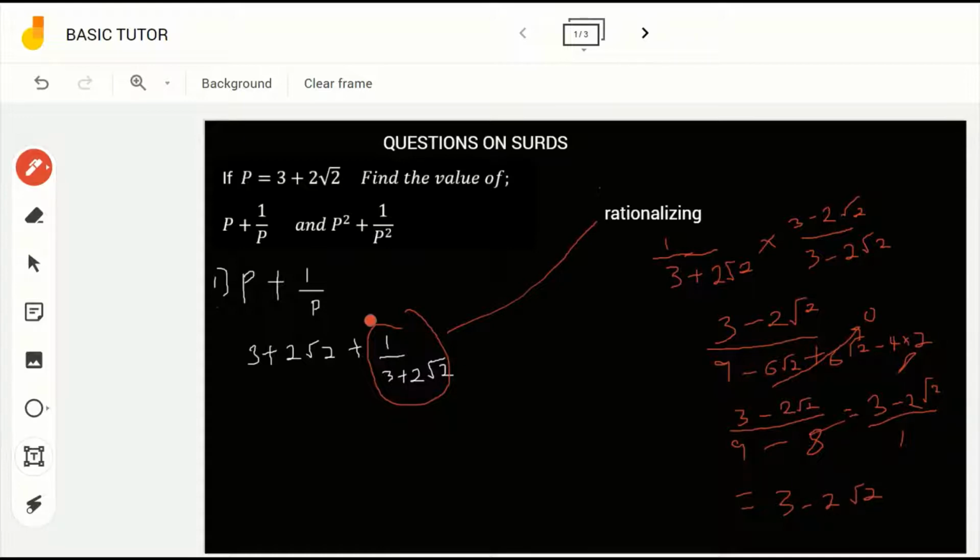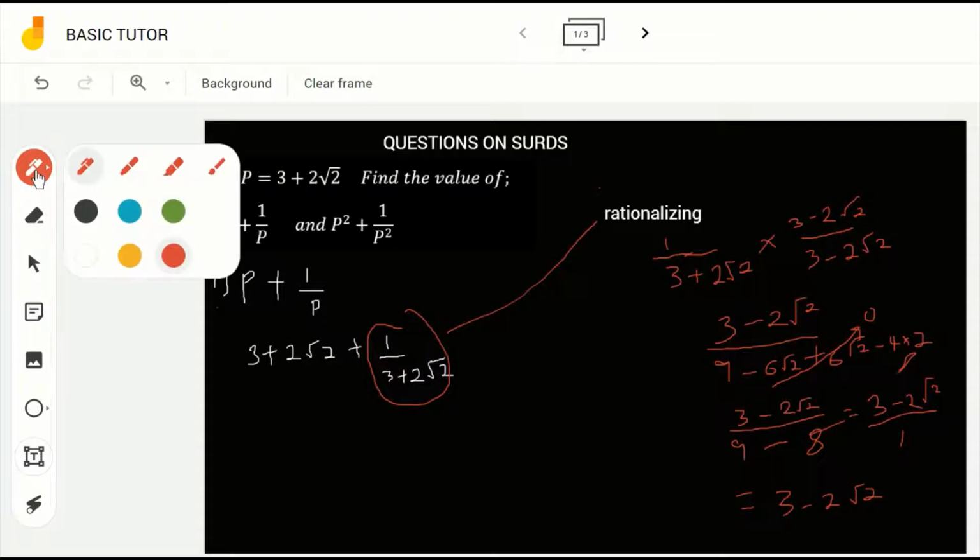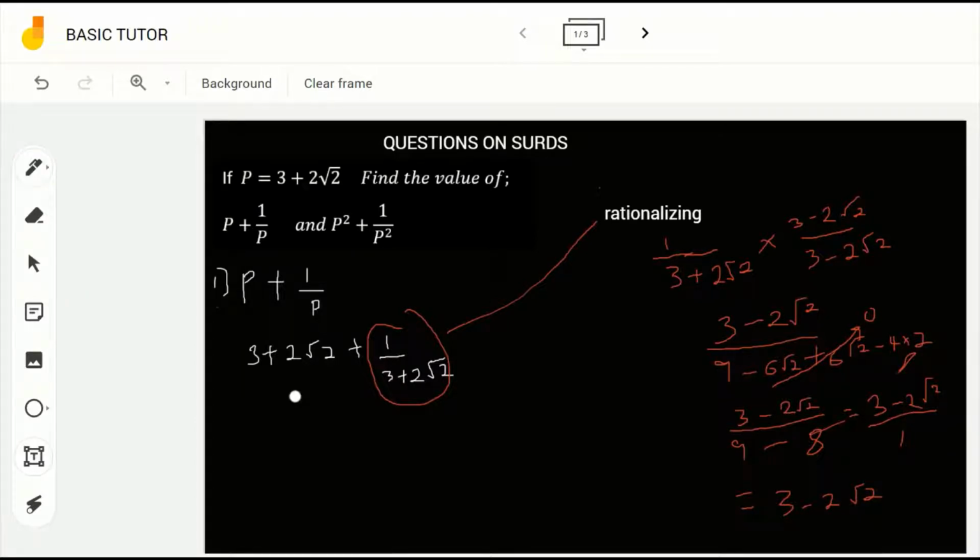So I can now solve the question. We have 3 plus 2 root 2, plus this becomes 3 minus 2 root 2.